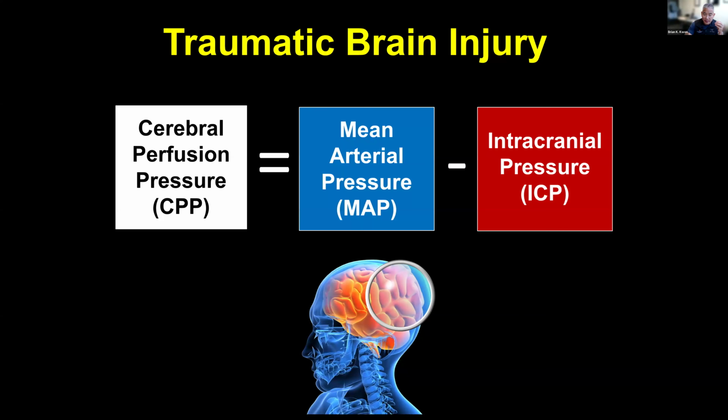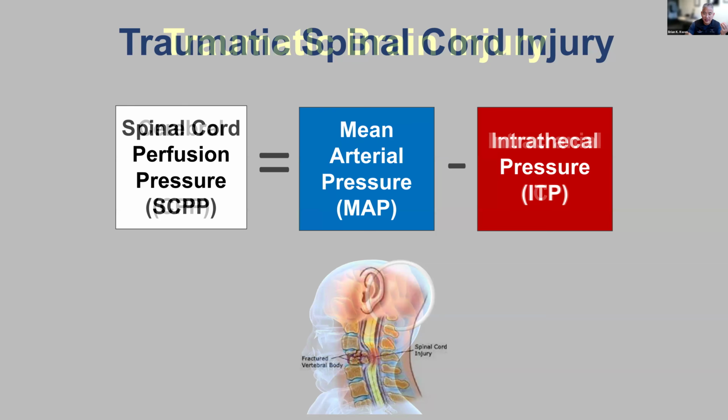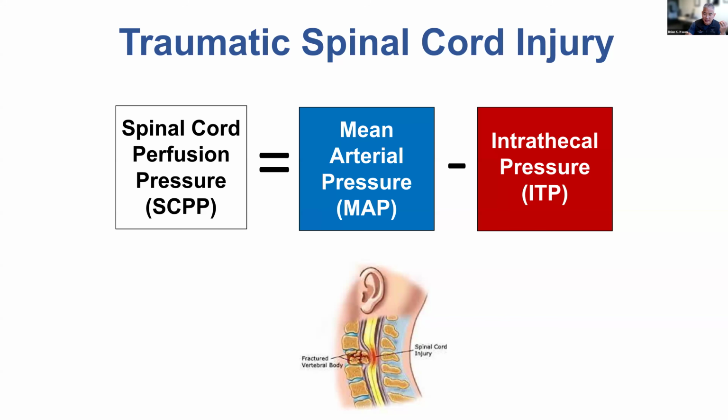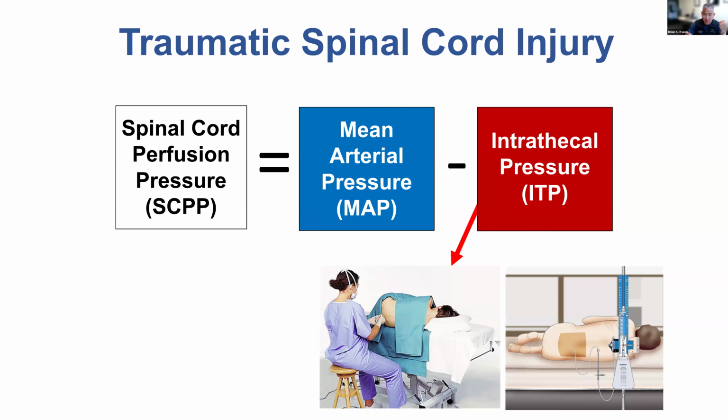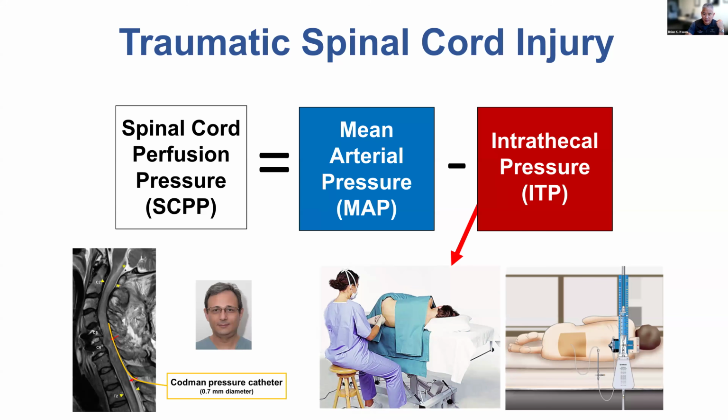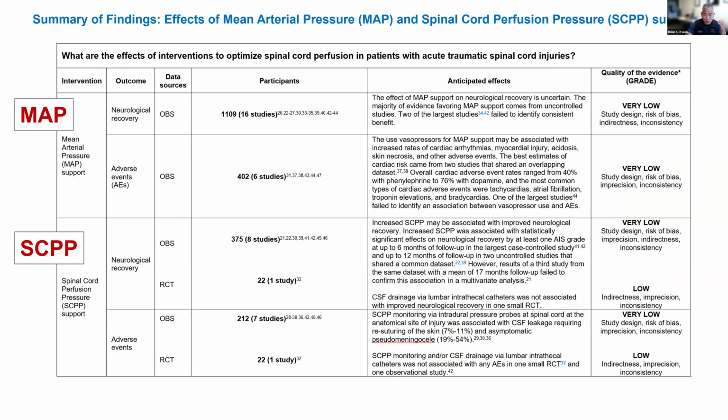Now, as Michael alluded to, some of the work from Marius Papadopoulos, for the neurosurgical community, obviously the relationship between cerebral perfusion pressure, intracranial pressure, and mean arterial pressure is well understood. The same relationship physiologically exists within the spinal cord, and we typically don't measure the spinal cord perfusion pressure, but it can be measured either with a pressure monitor at the injury site or with a lumbar intrathecal catheter, as Marius Papadopoulos has been doing. And so we looked at these two areas of MAP augmentation or MAP support and spinal cord perfusion pressure support. And these were the studies that were included and the participants that were included.